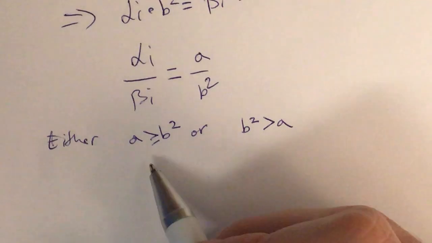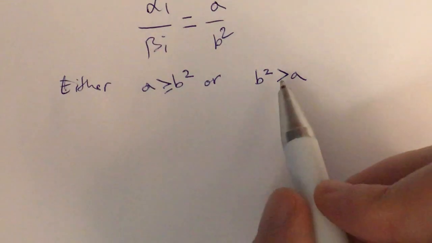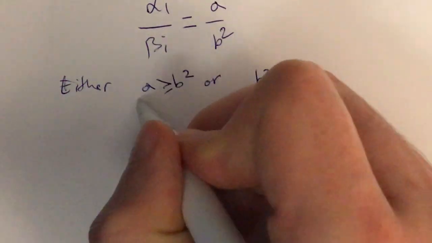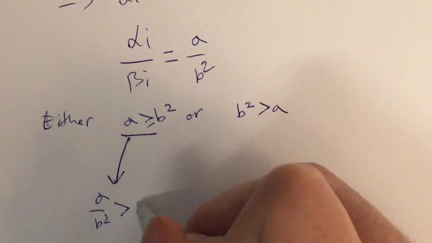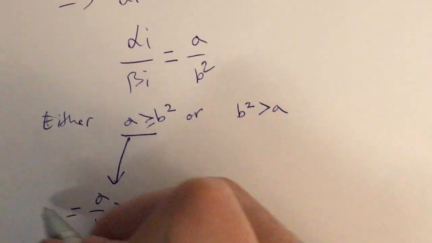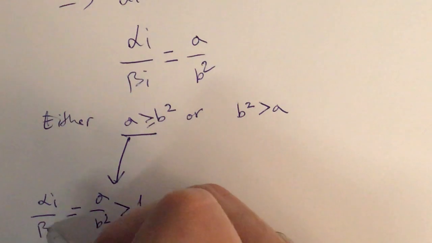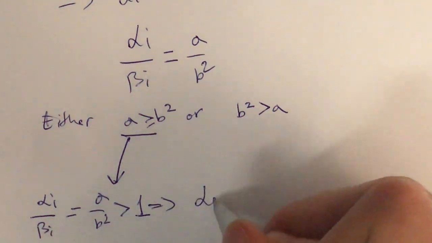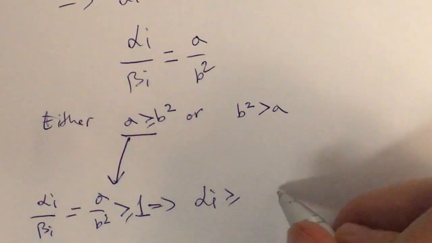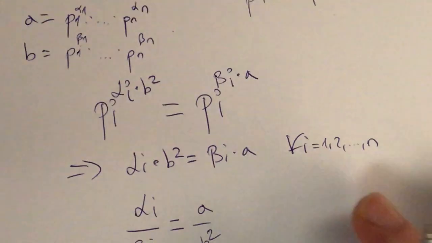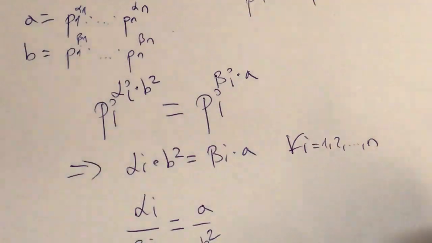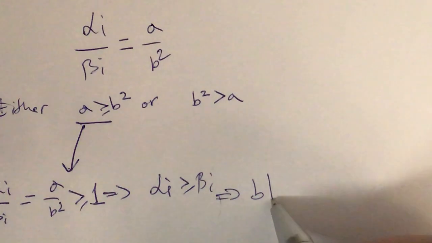Either a is greater than or equal to b squared, or b squared is greater than a. In the first case, this implies that a over b squared is greater than 1, which implies, because this is equal to alpha_i over beta_i, that alpha_i is greater than or equal to beta_i for each i, which means, because these are the prime factorizations of a and b, that b divides a.